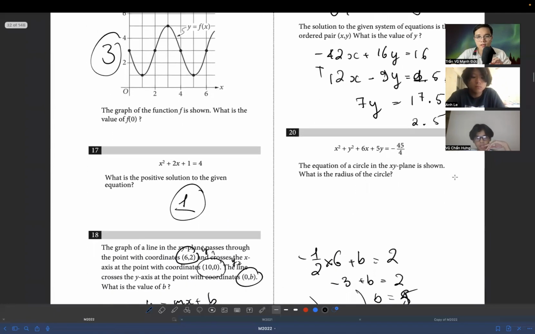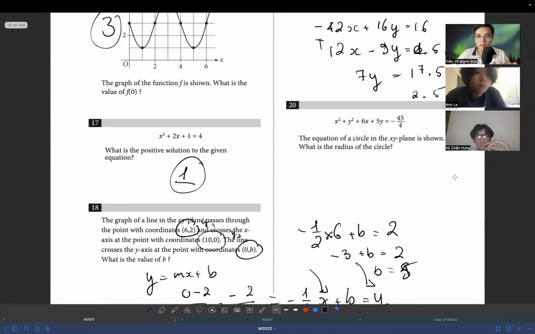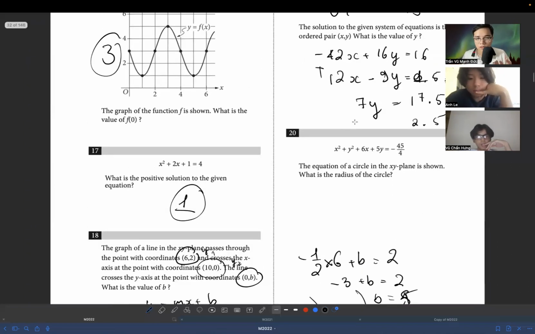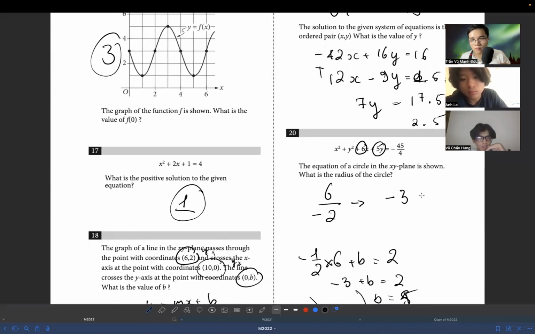All right, and this is the circle equation, which I will mention later, but our focus today is about graphs. For the radius of a circle, you just need to use this. This is the center point, and you just need to divide the coefficients by -2. So you have the center point of (-3, -5/2), because you just need to divide the coefficient of x and the coefficient of y by -2.